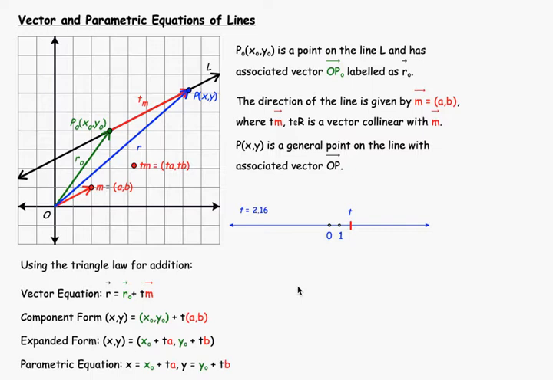I'm going to give you an alternate way to think about how you could find the equation of a line. So point x naught, y naught is a given point on the line. So this is a point. I would have to give you this particular point. This is a point on the line. And then I'm going to give you a direction vector defined as a comma b. And then t times m, where t is any real number, is going to be a vector that's collinear with m.